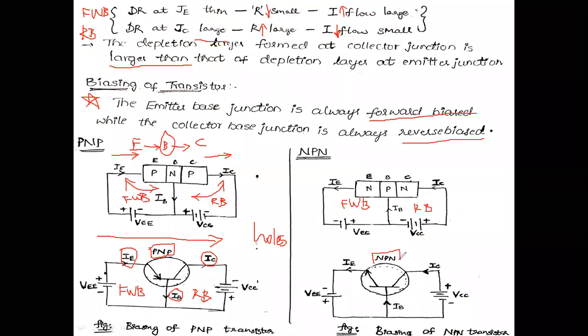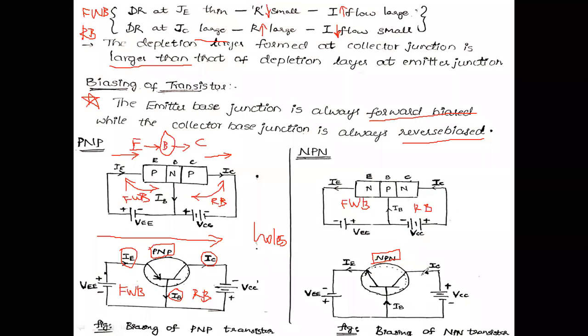NPN, this is what type of transistor it is. I am going to write it here. After writing NPN, I can easily connect each and every terminal to the voltage supply. The n type terminal is connected to negative, and p type is connected to positive. Here again p type is connected to negative, and n type is connected to positive.